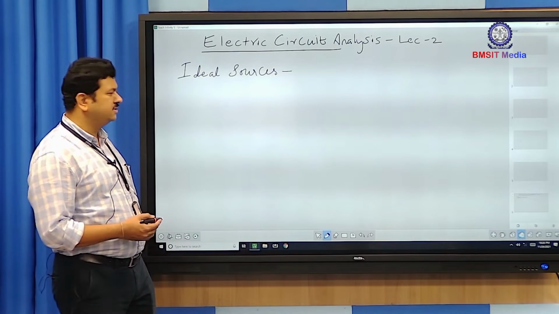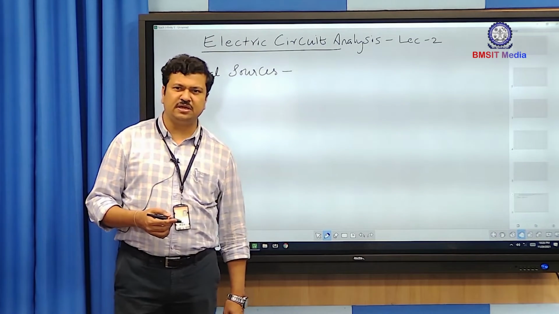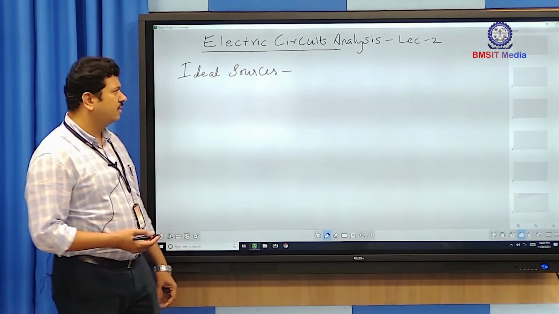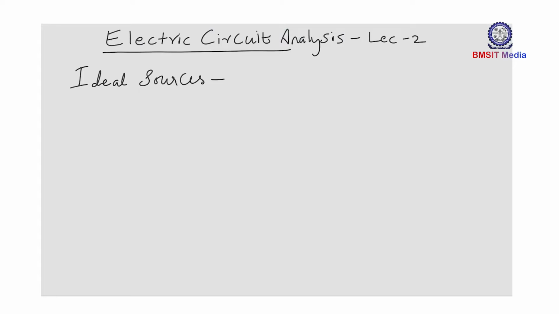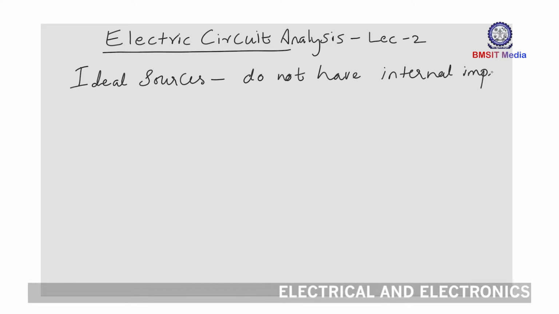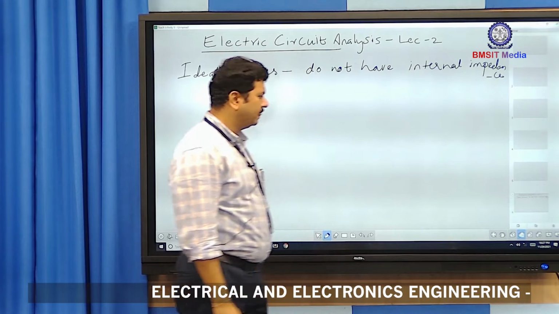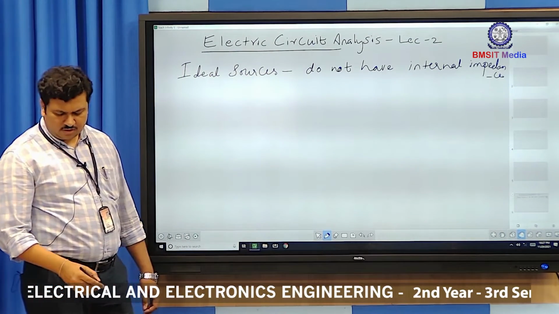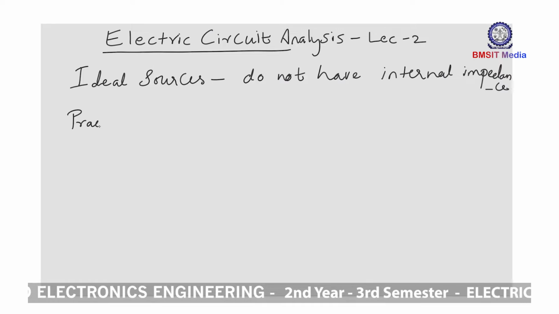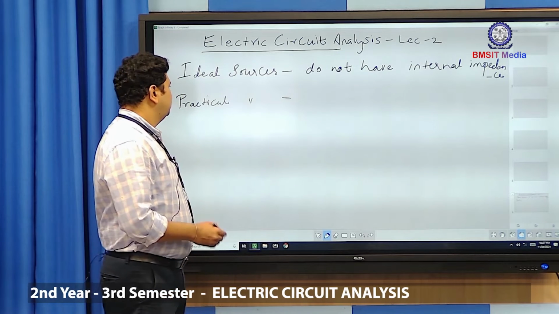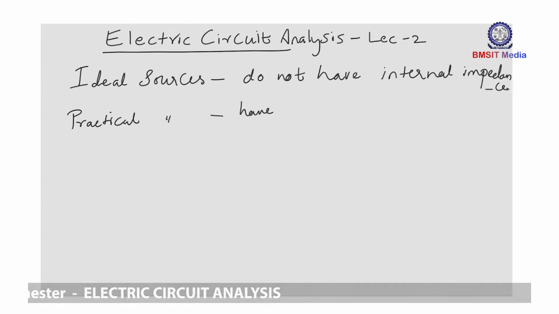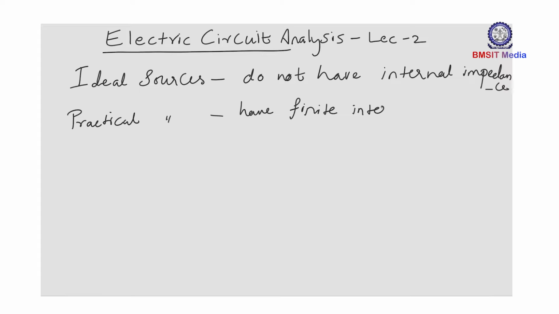As long as the system is under operation, if the source is delivering the same amount of voltage, then we call it an ideal source, or generally a source. These ideal sources do not have internal resistance or internal impedance. Then what are practical sources? Practical sources are those which we find in practice, and they have finite internal impedance.